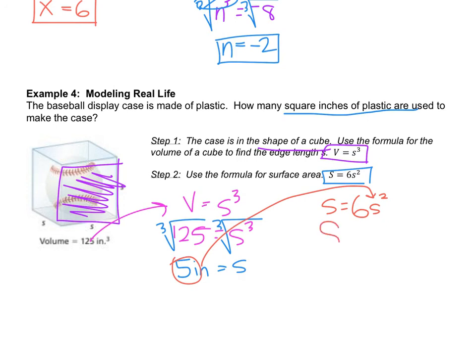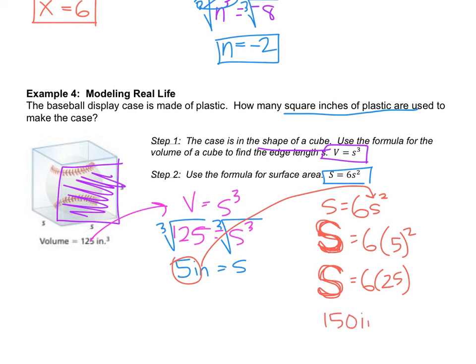So I get that the big S surface area equals 6 times 5 squared. So big S surface area equals 6 times 25, and 6 times 25 is 150. So it's 150 square inches of plastic used to cover this baseball.